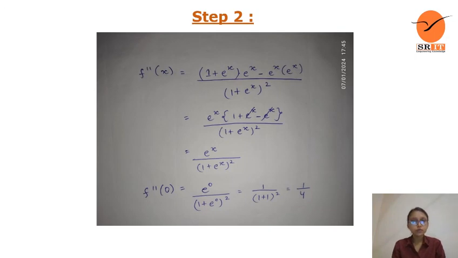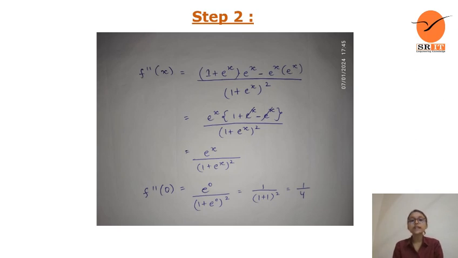Now step 2, we find f double dash x. This is by differentiating f of x once more. So using the u by v principle, the differentiation of u by v is v u dash minus u v dash upon v square. So we apply the same formula here to get 1 plus e raised to the power x into e raised to the power x minus e raised to the power x into e raised to the power x upon 1 plus e raised to the power x whole square.